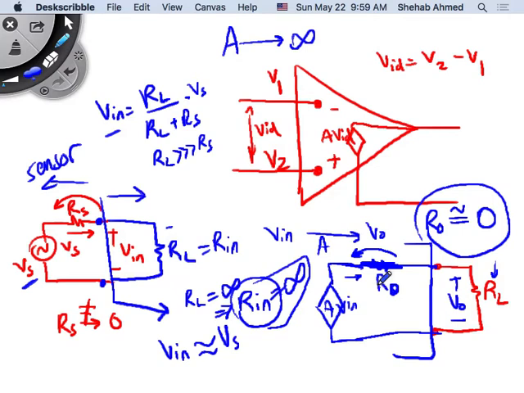We talked about this being the non-inverting input, and this being the inverting input. Why? It's because the amplifier amplifies the difference between V2 minus V1. So the V1 signal is multiplied by a negative sign. If you add them together, it's V2 plus negative V1. That's why this is called the non-inverting input, and this is called the inverting input of the amplifier.